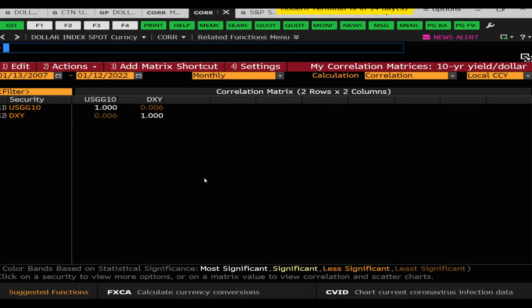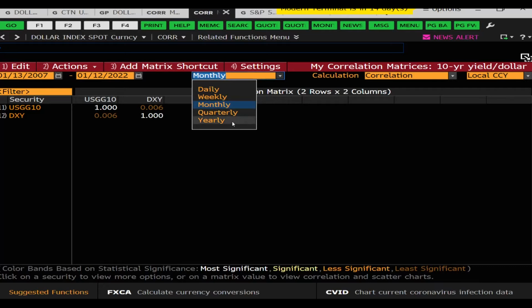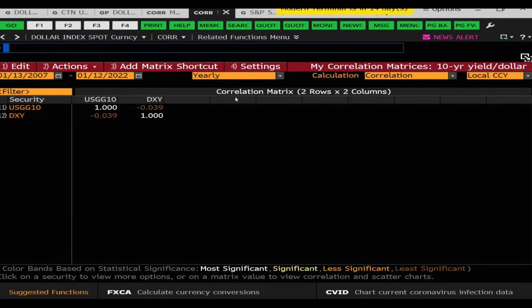Against the 10-year treasury yield, very low correlation on a monthly basis. Actually, slightly negative correlation on a yearly basis. So when you hear people talk about this interest rate differential, it's very widely accepted among currency strategists and traders that interest rate differential is huge. And I'm not saying it's not.